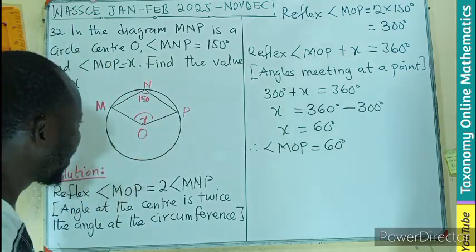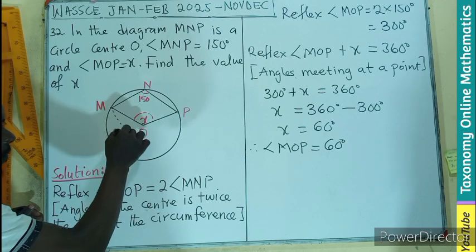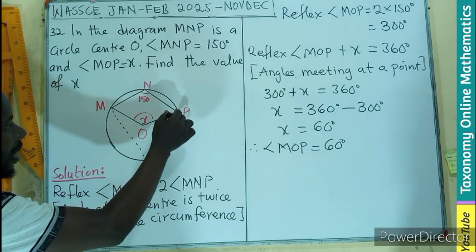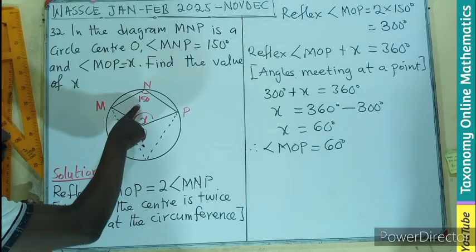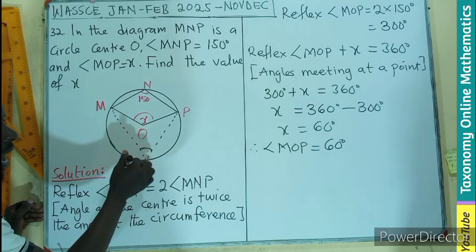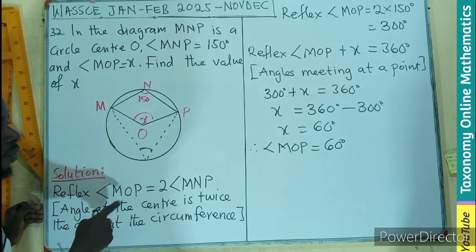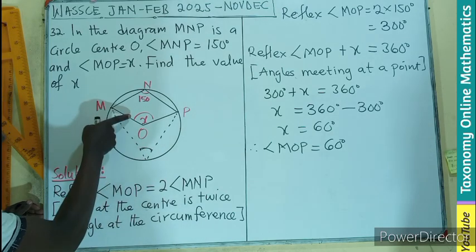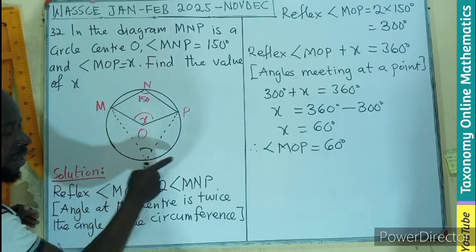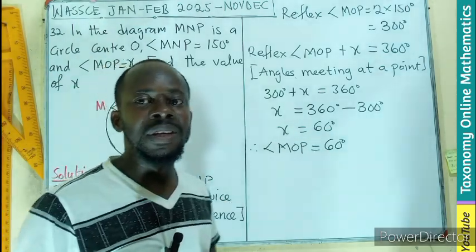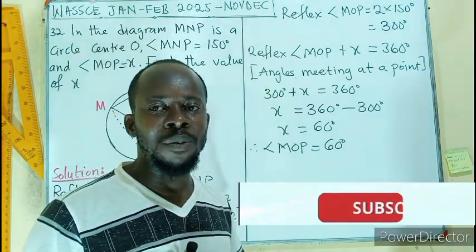Now we can also take it to be an extension of this line to come here. So you can also see that 150 plus the angle here are the opposite angles of a cyclic quadrilateral. So that will also give you 30. And this X is twice the one at the circumference. So 2 times 30 will also give you what? 60 degrees, right? Try that also and share your answer in the comment section.